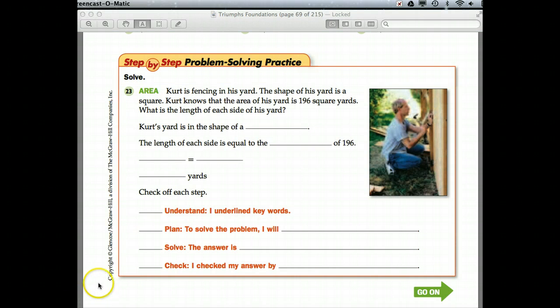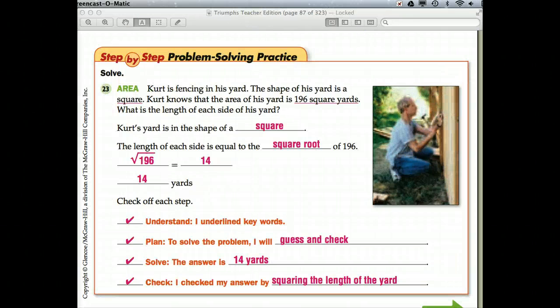You know we're getting close to the end of the video when it's time for step-by-step problem solving practice. So I want you to pause the video, read through the problem, and fill in the blanks, and then you can come back here in a little bit and turn on the video and check your answers.